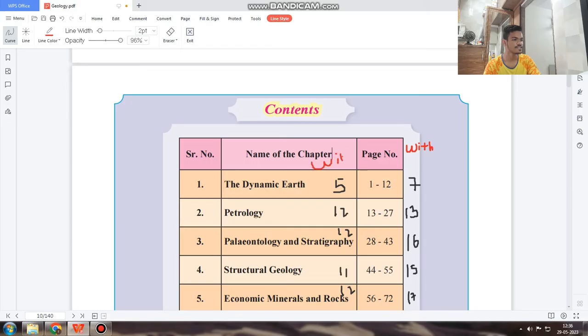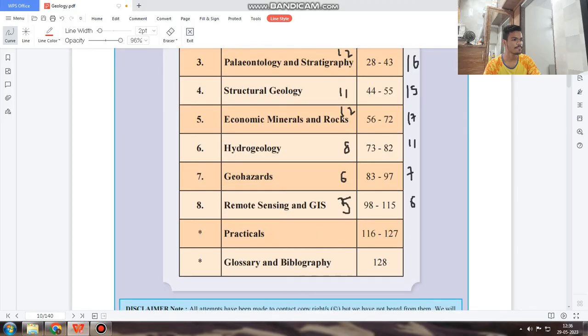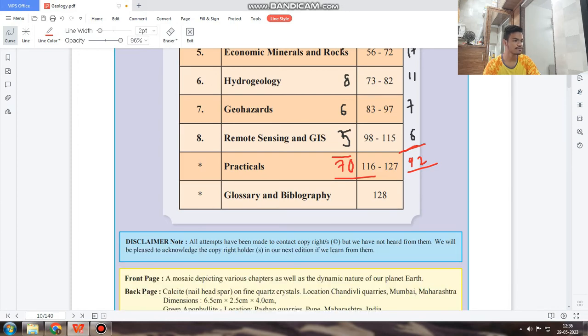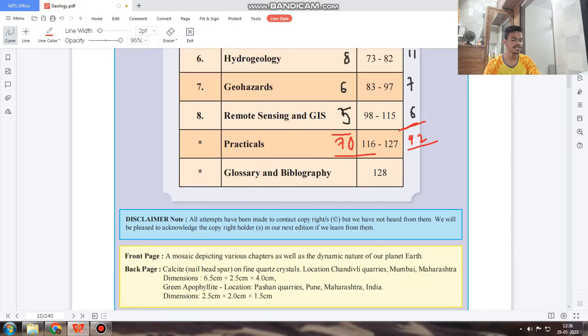With option and this is without. Okay, these are the marks. With option, without option. So total this marks equals 70, which is your theory paper of 70, and with options it equals 92 marks. So these are the marks, or the weightage of the marks, of each chapter.